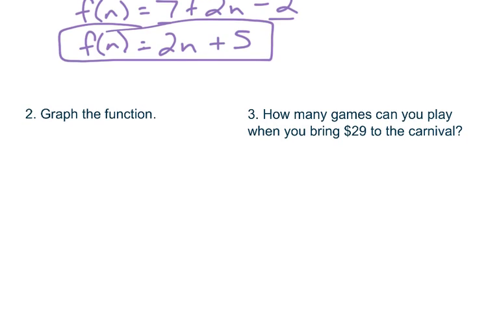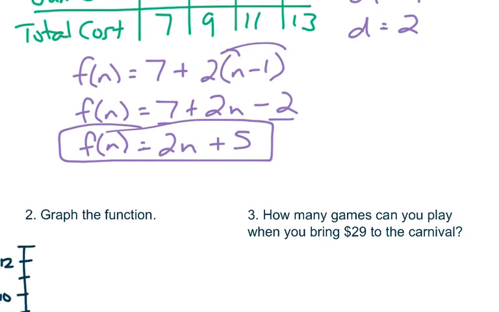Number 2, graph the function. We know it's an arithmetic sequence, so this should form a line when we graph it. So 2, 4, 6, 8, 10, 12, 14, 16. I'll go 2, and then this is 6, and that's 10, and 12. And 1, 2, 3, 4 games played.